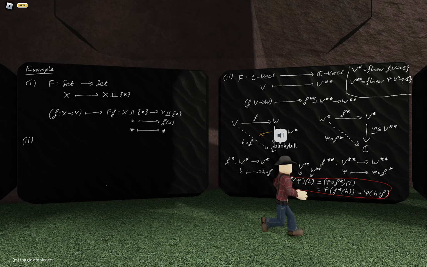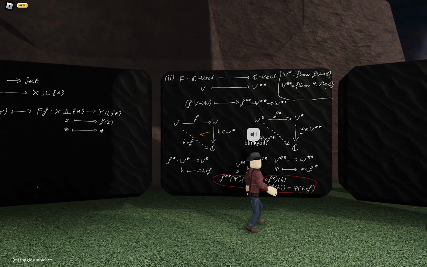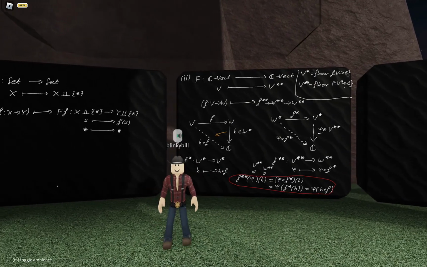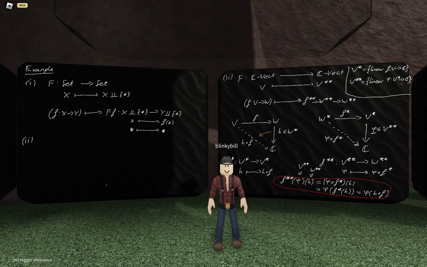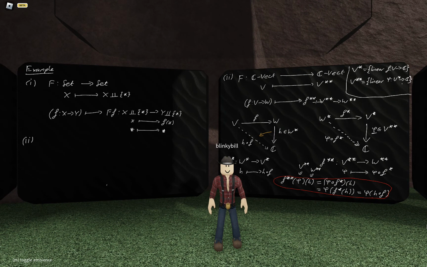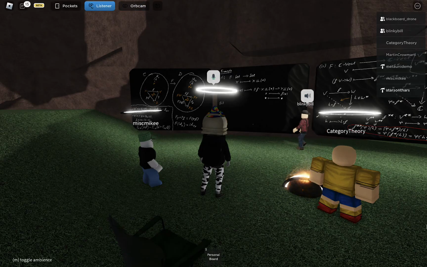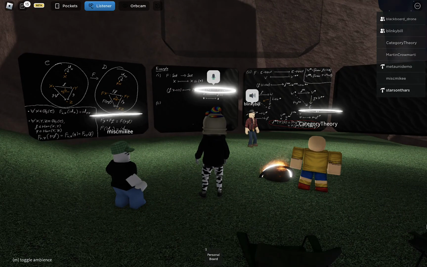But for now, I hope this description and this step-by-step explanation of F star and F star star gives you enough tools to be able to verify that this respects composition. And I'll leave it at that. Those are your first exercises to do this week.